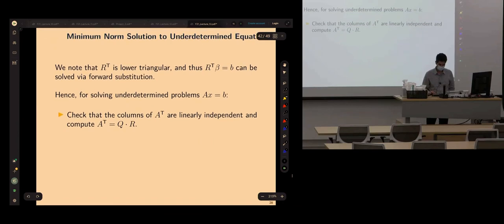So R transpose is lower triangular. It's the transpose of an upper triangular matrix. We solve R transpose beta equals B using forward substitution.